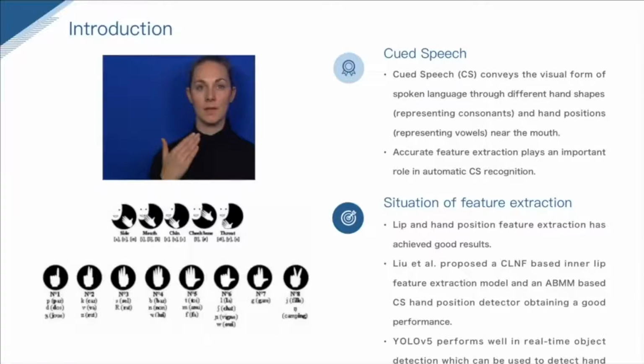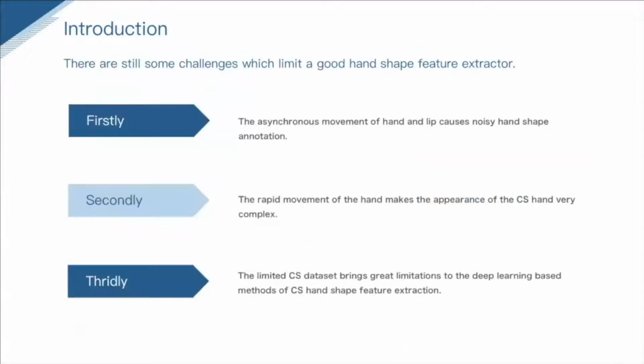Feature extraction of multi-modal Q-speech is a key step in Q-speech recognition. Currently, lip and hand position feature extraction has achieved good results. However, there are still some challenges which limit a good hand shape feature extractor.